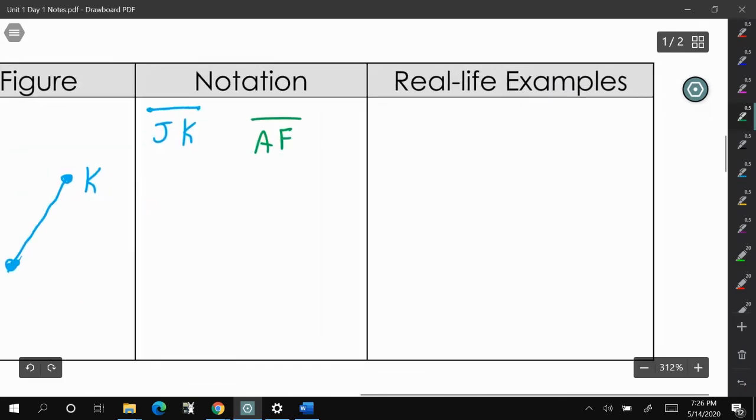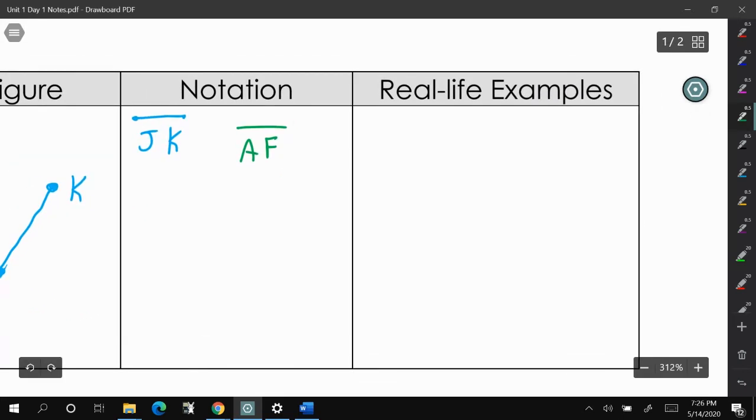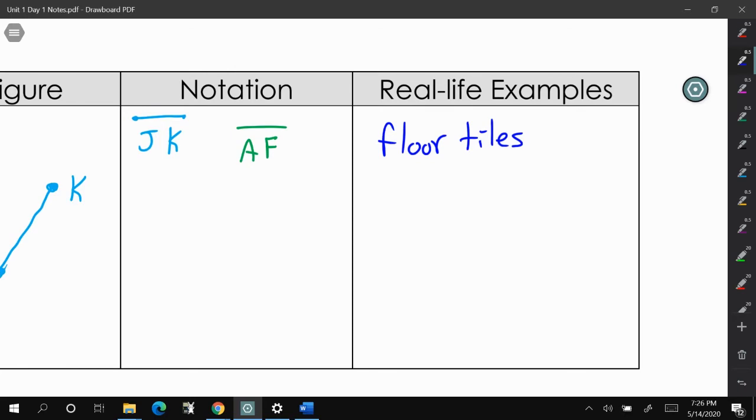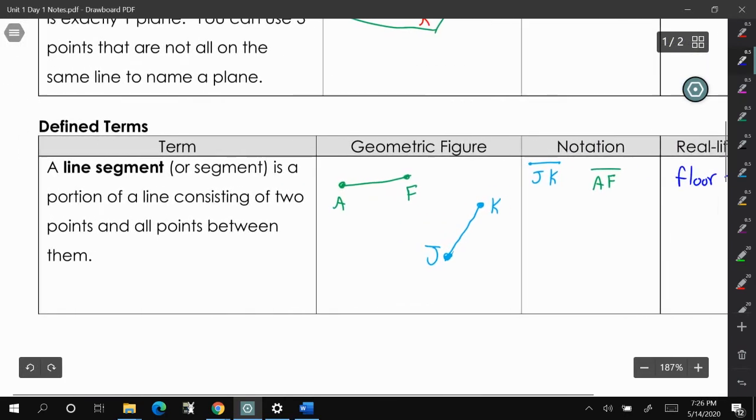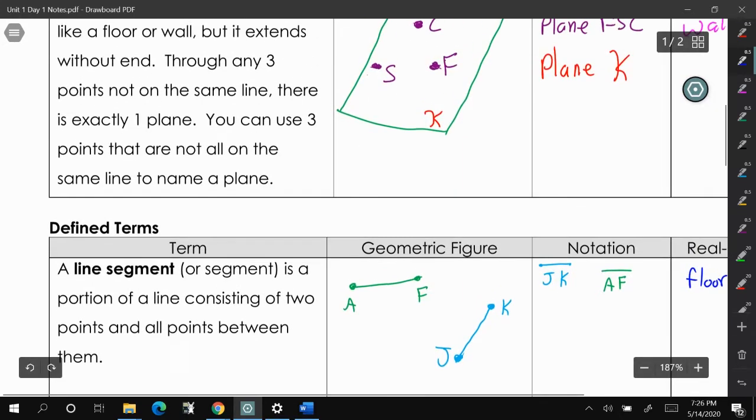Real life examples: if you look at your floor right now, if it's any type of wood or tile, there are lines in it, but they eventually end when you get to the next tile or the next plank of wood. So those are line segments. You could say floor tiles, or anything like that. We use these terms a lot in geometry.